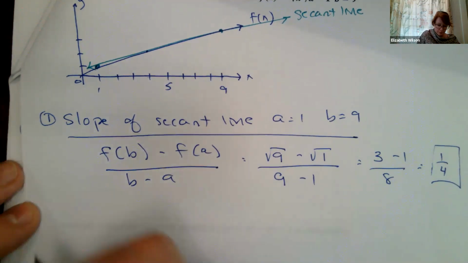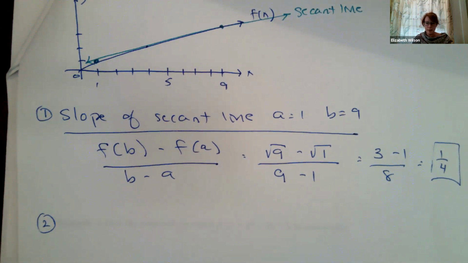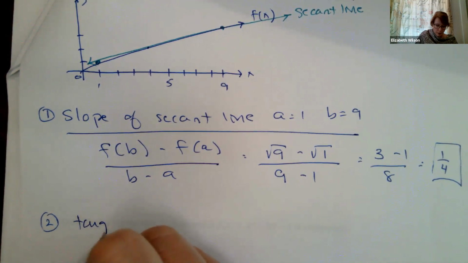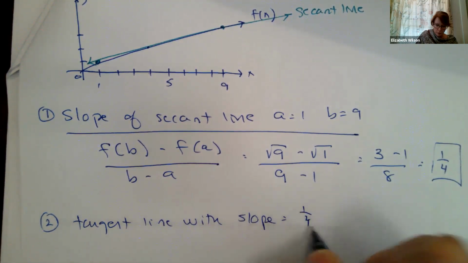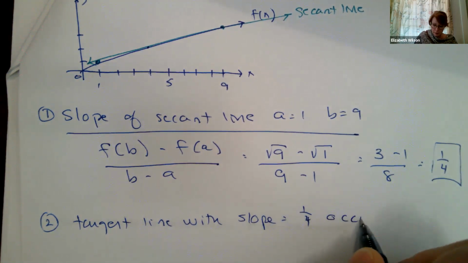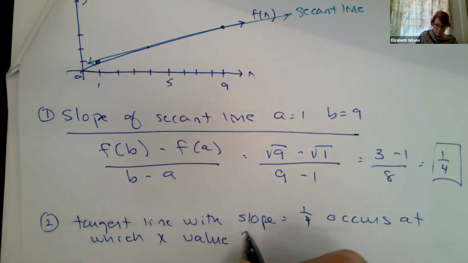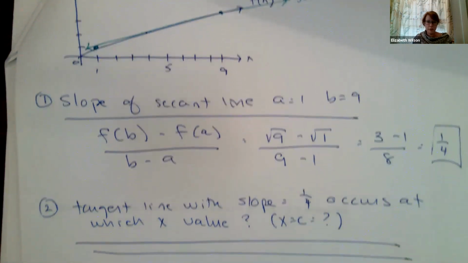Okay, good. All right. So now our goal is, right, I need to find a value of C that's going to give me the same slope, right? Or in other words, I can say, if I make my tangent line have the slope equal to 1/4, at what x value does that occur, right? Okay, so we'll say tangent line with slope equals 1/4, and I got that from here, occurs at which x value? We'll say x equals C equals what? What is that C value? So that's what we're trying to do here.